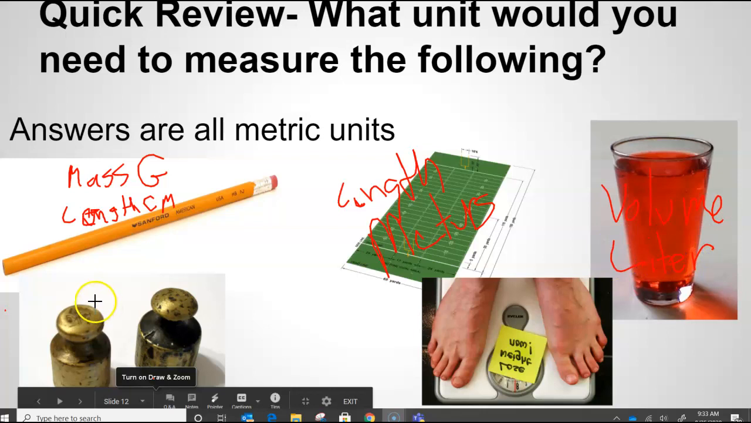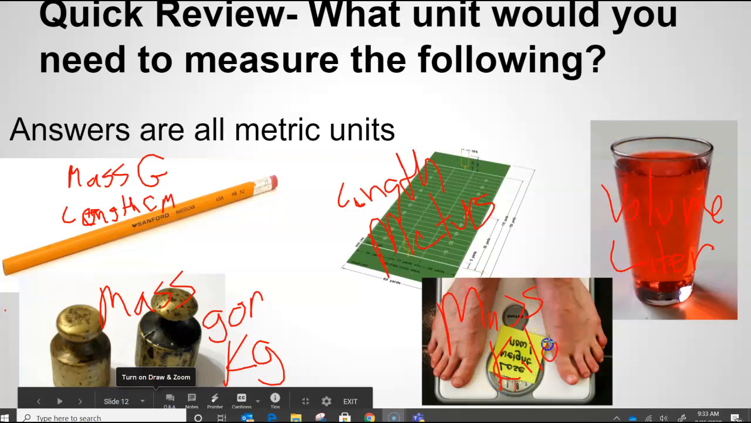Those are actually mass, and these are actually used in some types of scales. These would be in grams or kilograms. And if you were taking your personal mass as a human, we would use kilograms.